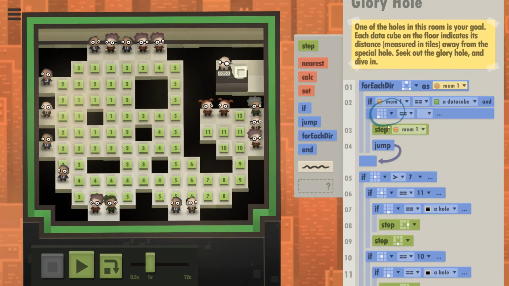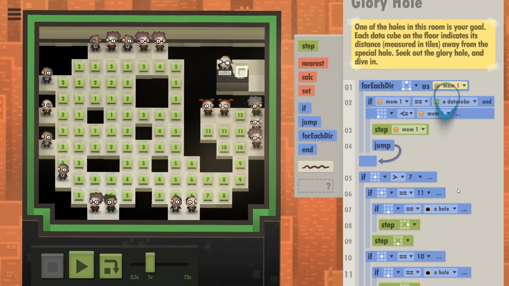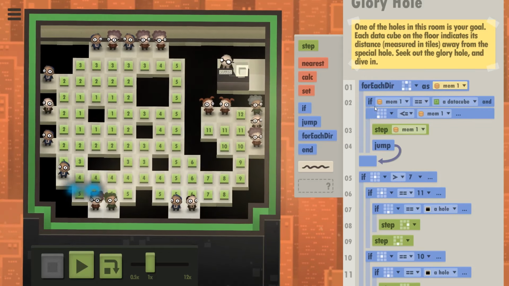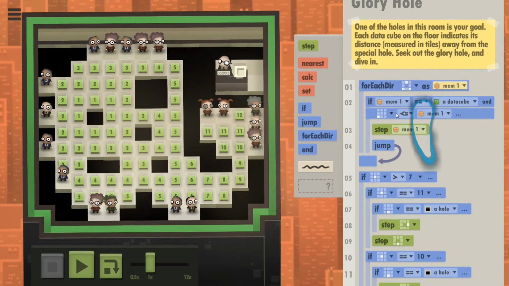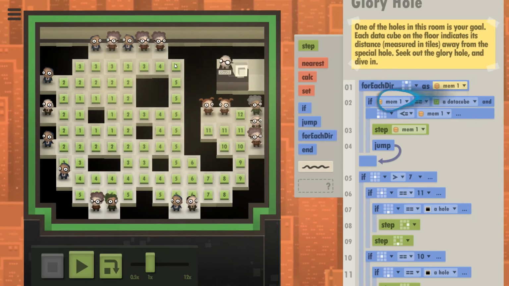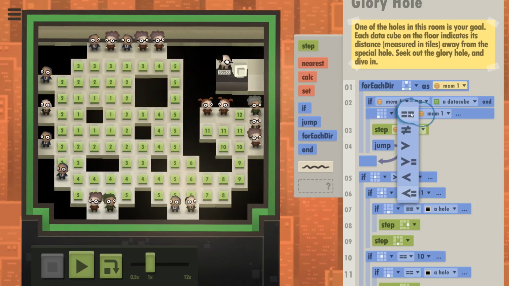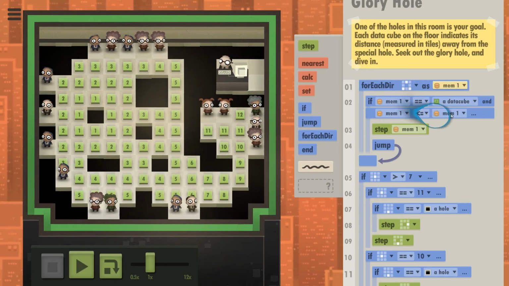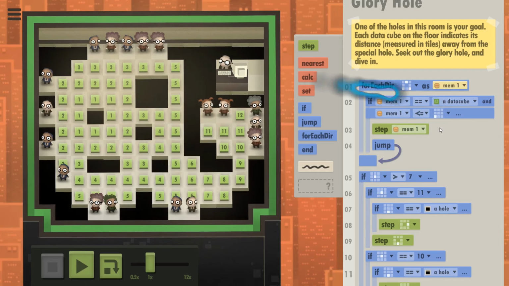I don't know if I want to mess with this. Is this going to break? I'm trying to get her to walk to the 3. So if memory 1 is equal to a data cube, which for her is right here, and there. Sorry, this should be mem1. Is greater than that.